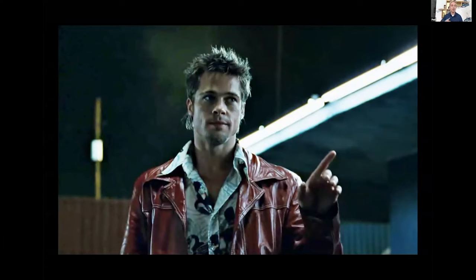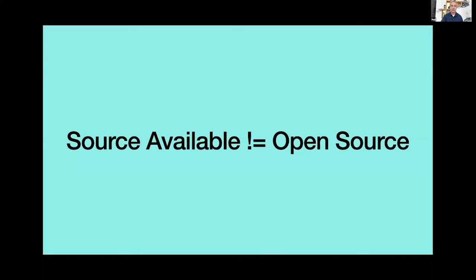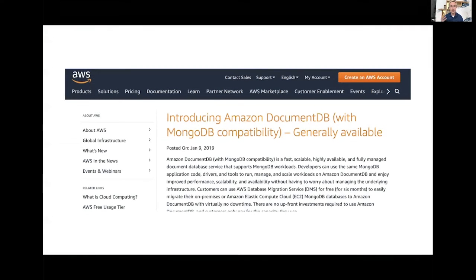Just because people can see the source code does not make it open source. Source available is not open source. It just means other people can see that code. So let's look at what the cloud vendors did. And specifically, we're going to look at Amazon.